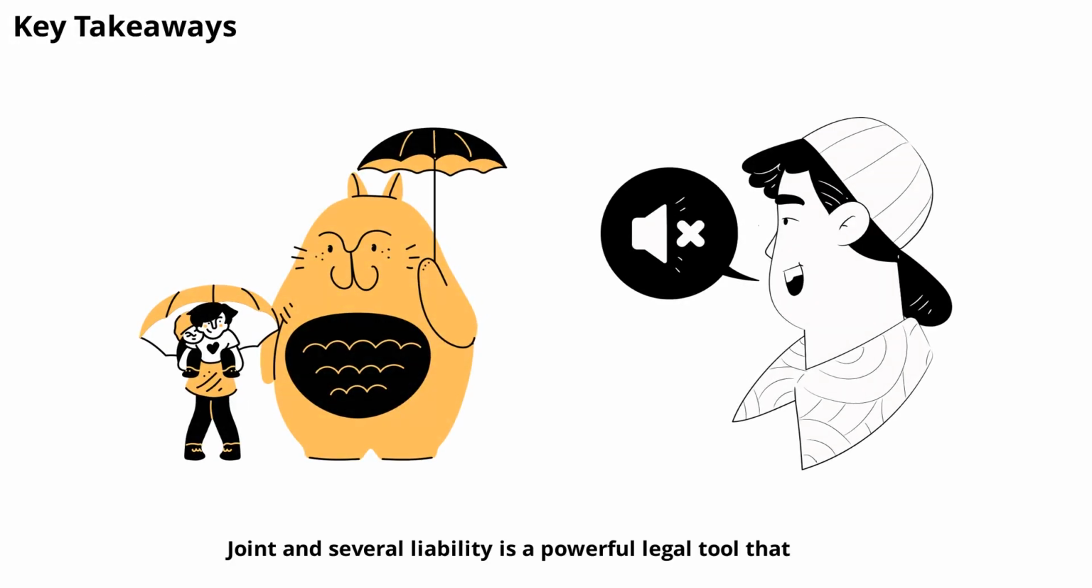Joint and several liability is a powerful legal tool that ensures injured parties or creditors can recover the full amount owed, even if some responsible parties cannot pay. While it offers strong protection for plaintiffs, it can increase risk for defendants. Understanding how it works is essential for anyone entering agreements or facing potential legal claims.